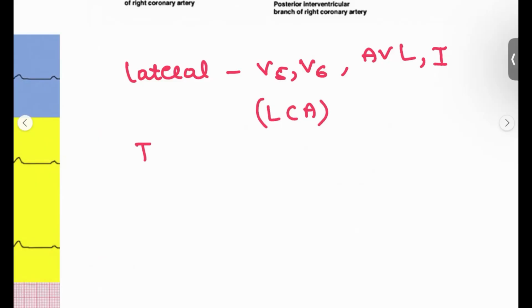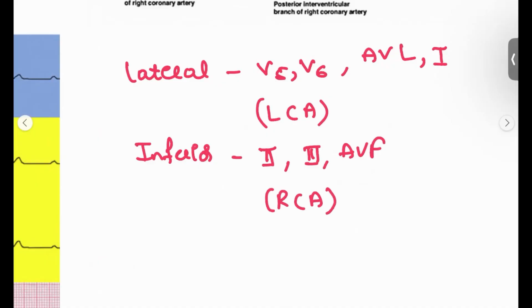And on the inferior side, we will have lead 2, lead 3, and aVF. What is the artery that is involved? That is your RCA.